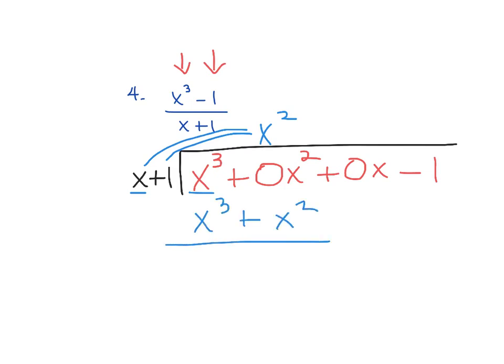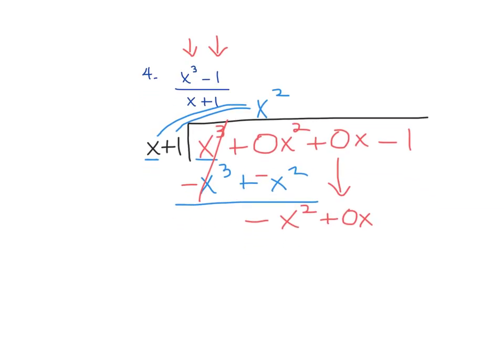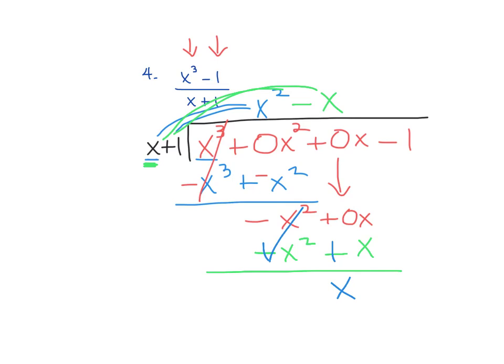Flip the signs. I get negative x squared. Bring down, even though it's a 0, I still bring it down. What am I going to multiply x by to make it negative x squared? And I'm going to multiply it by negative x. Distribute it. So negative x squared minus x. Flip the signs. This is gone. Bring down the last term.